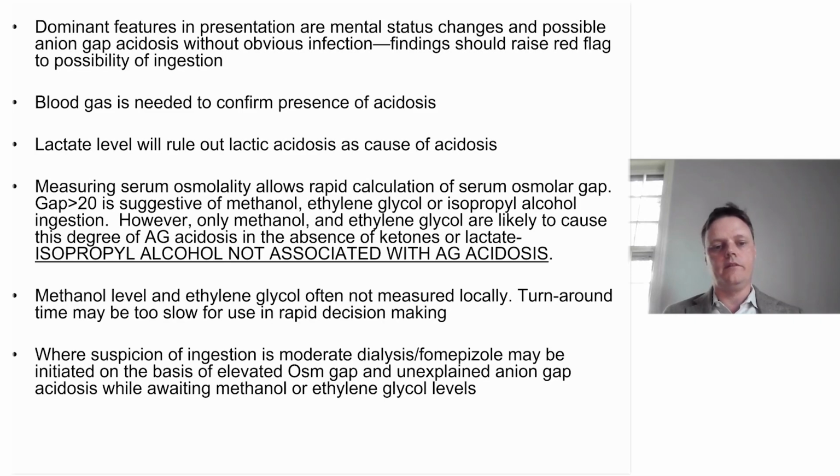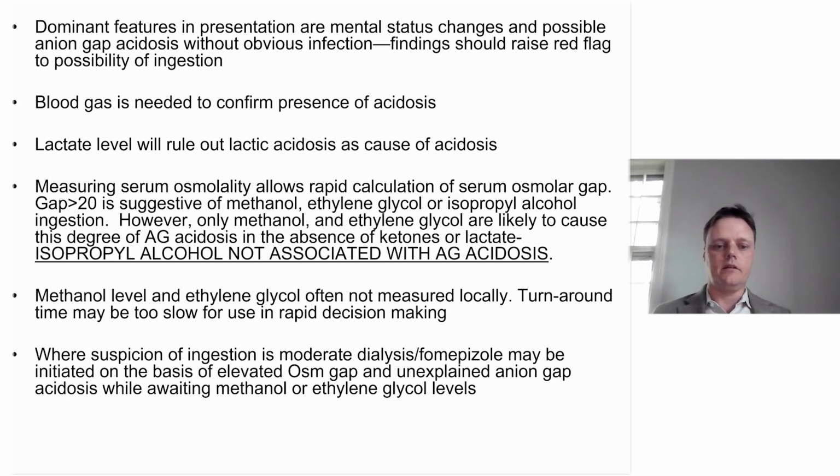A gap of greater than 20 is suggestive of some kind of toxic alcohol ingestion, including methanol, ethylene glycol, or isopropyl alcohol. It is important, though, to remember that only methanol and ethylene glycol will cause this degree of anion gap acidosis in the absence of ketones or lactate, because isopropyl alcohol does not cause an anion gap acidosis. The reason is that when it is metabolized, it's metabolized to acetone, which is also a small molecule which is not charged. And so the osmolar gap will continue to be elevated, and there will be ketones in the urine. There will not be any anion gap acidosis.